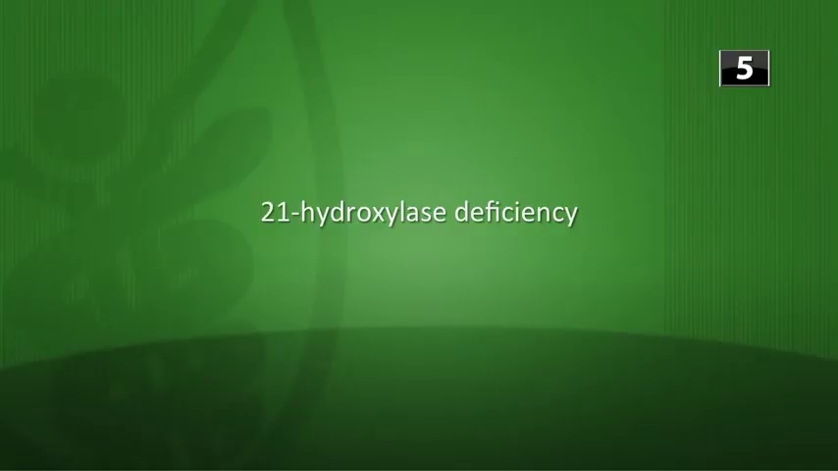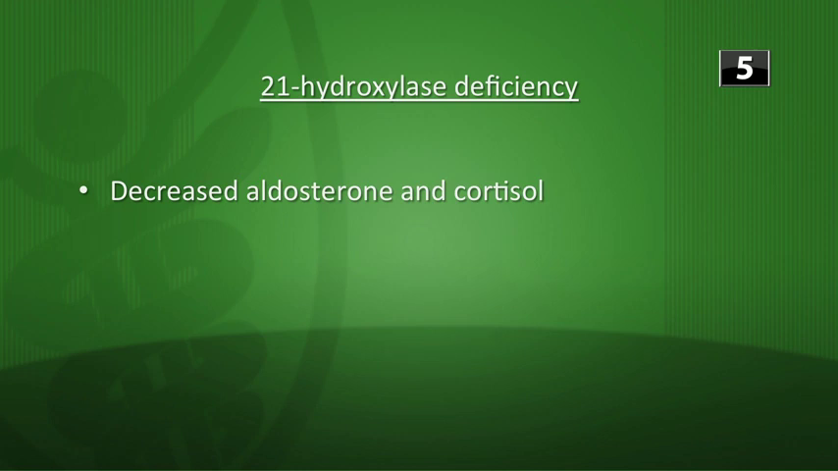So the most common form of congenital adrenal hyperplasia is 21-hydroxylase deficiency. Now, which hormone levels are altered as a result of this enzyme deficiency? So you have decreased aldosterone and cortisol and increased sex hormones. Then what are the clinical manifestations of this enzyme deficiency?